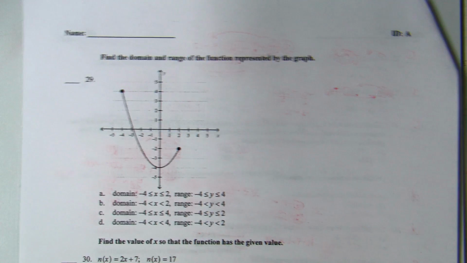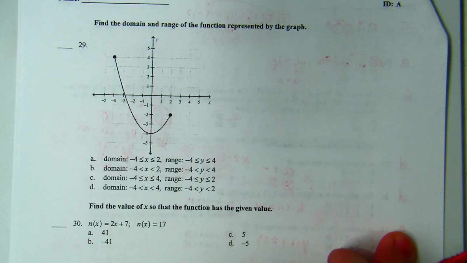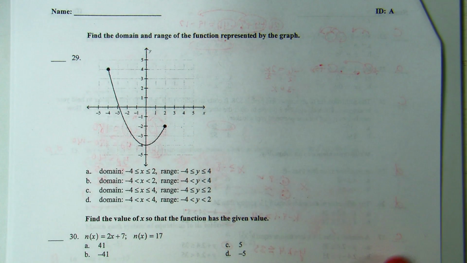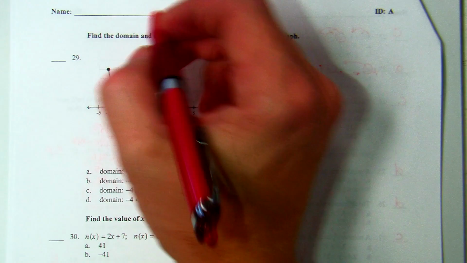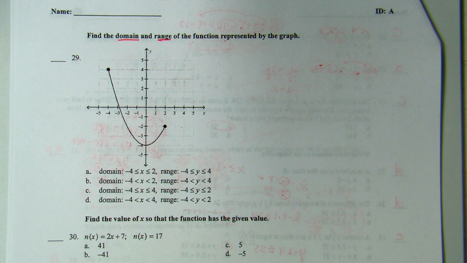All right, let's see if we can get to at least 29. And then we'll finish this up tomorrow or on the next video here if you're watching the video online. Okay, so this one we're dealing with domain and range. Which values are the domain and which values are the range?